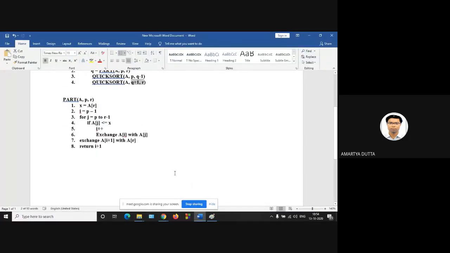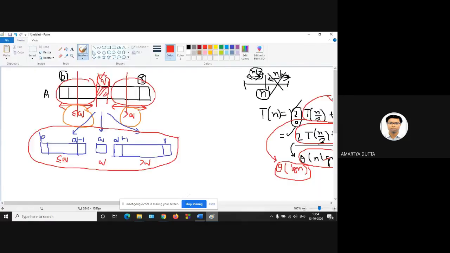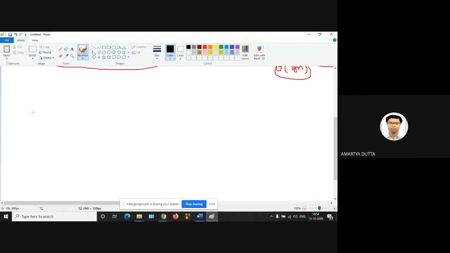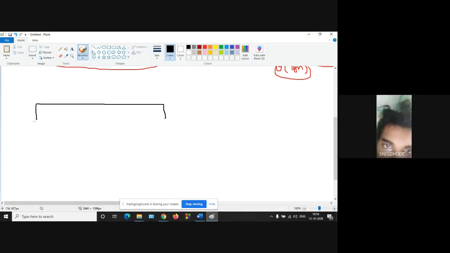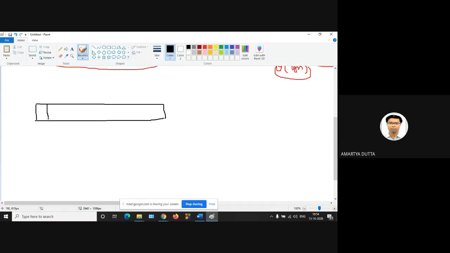Now let us start with an example. Let the array size be 8. The elements are 2, 8, 7, 1, 3, 5, 6 and 4. So this is your array.